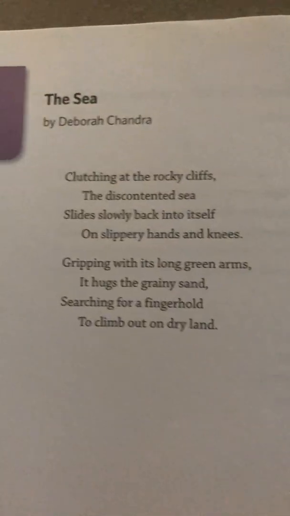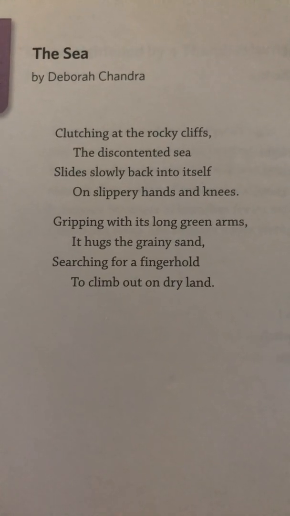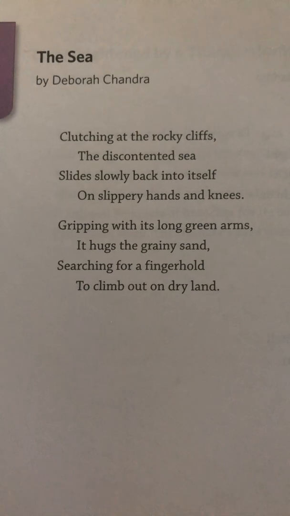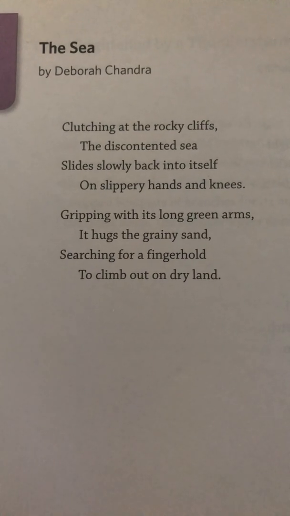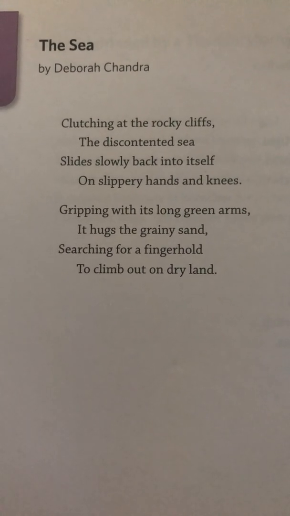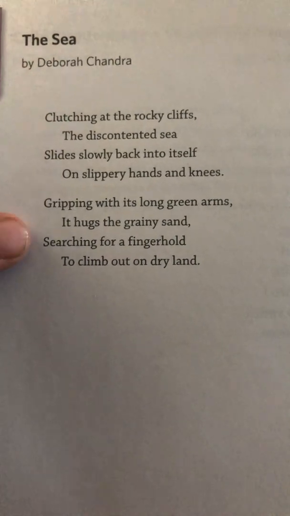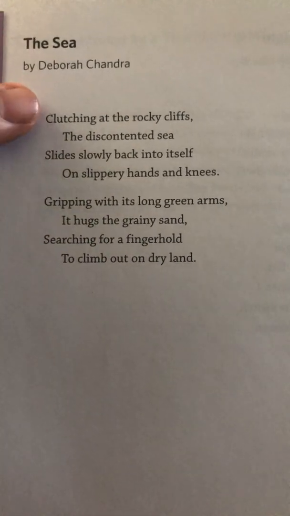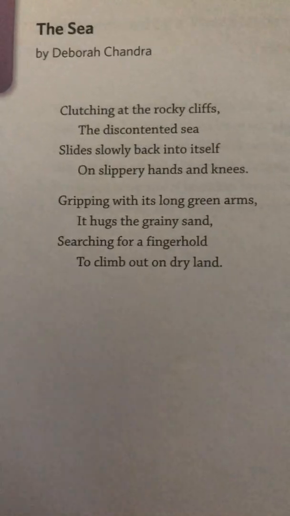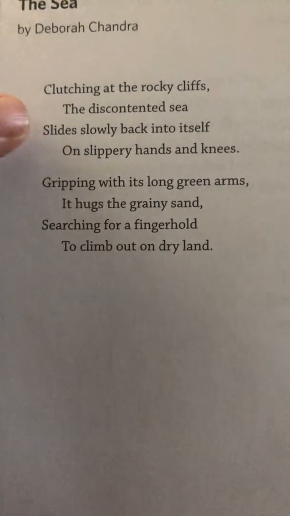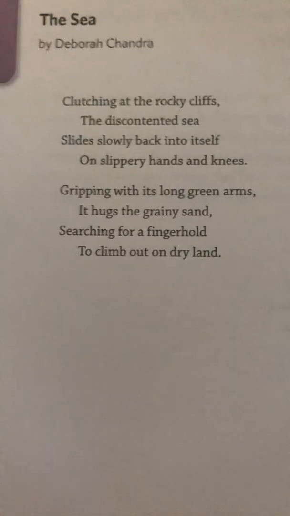Okay, let's look at The Sea. Remember this by Deborah Chandra? What do you notice about the form of this poem? Did you notice what I notice? It has 2 stanzas. 1, 2. The lines are a little longer, and each line is also offset. I also notice that each line starts with a capital letter, and that's what makes this poem a poem, is its form.